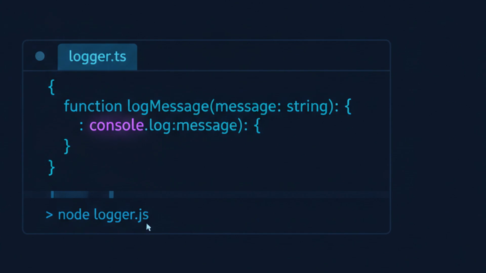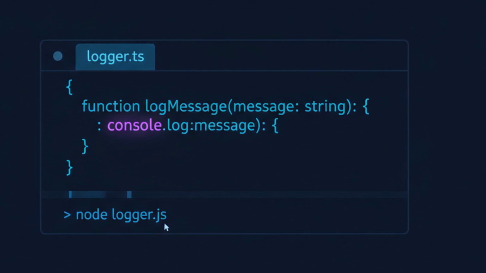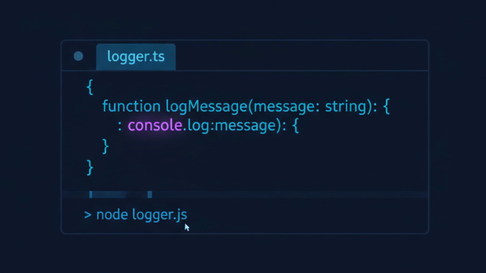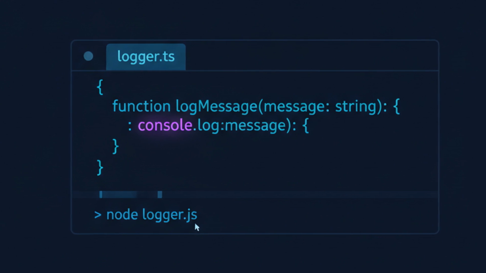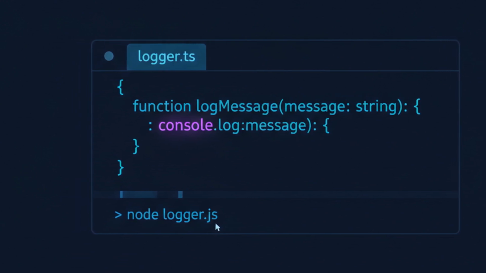Not every function returns a value. Some just do something, like logging to the console or sending a notification. For these, the return type is void. Void means this function returns nothing useful. It's a clear signal to other developers that you should not expect a value back from this call. You'll see void everywhere in real TypeScript code.